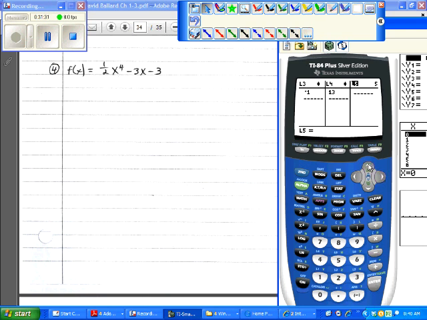In L5, we wanted L3 divided by L4. We wanted the function value divided by the derivative value. So we're going to alpha lock, and we're going to do second 3, divide, second 4, alpha lock, enter.